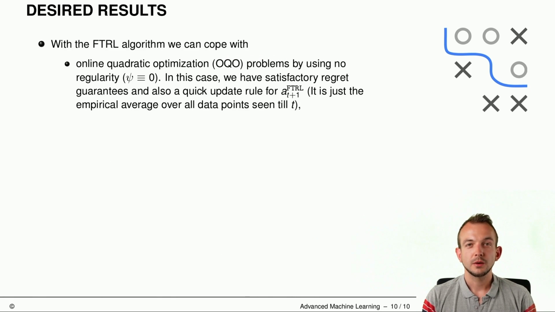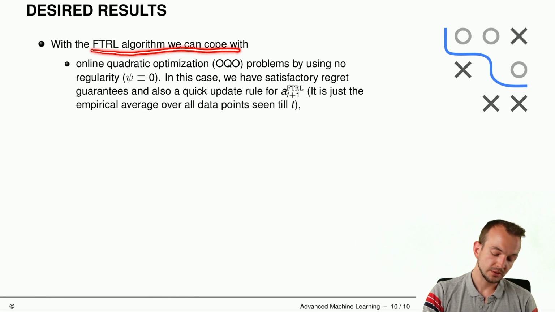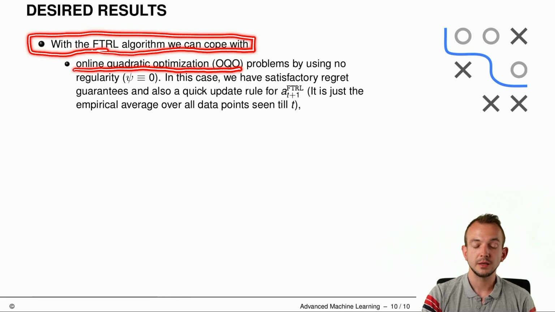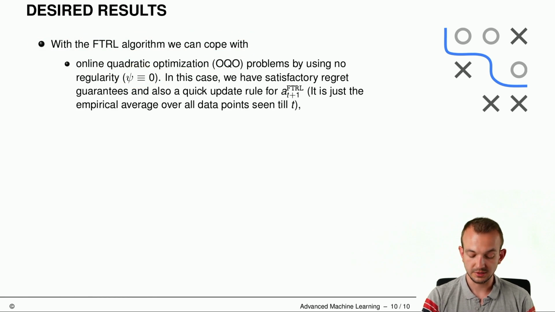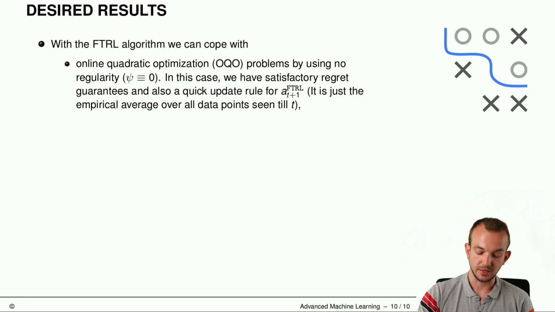So to conclude, what have we shown so far? The follow the regularized leader algorithm is a quite nice algorithm because it can deal with the online quadratic optimization problem simply by using no regularization at all, because it then boils down to the follow the leader algorithm, and for the follow the leader algorithm we already have seen quite nice theoretical results, and also that it admits a cheap update formula. That's just the empirical average over the data points.